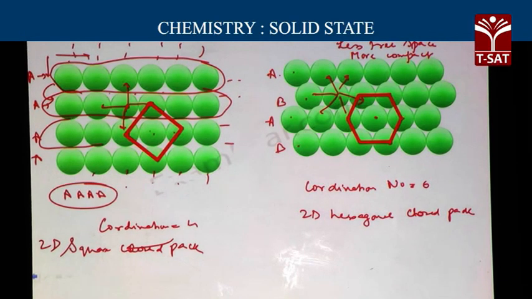Let us have close packed structure in 2 dimensions. This is a layer, this is another layer. Here spheres are present in 2 rows. This is another row of the same kind.